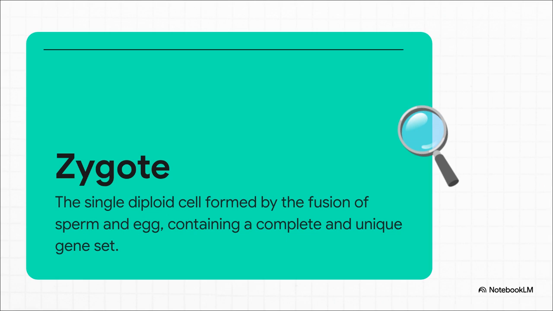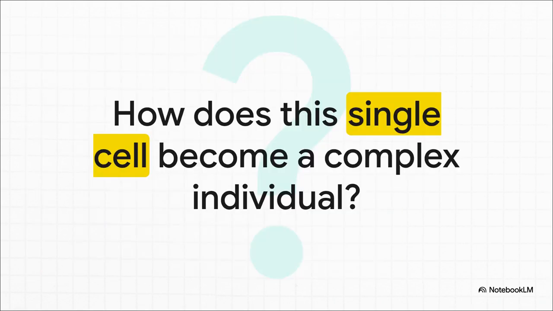It now has a complete, full set of chromosomes, a unique genetic combination that has never, ever existed before in the universe. This is it, the very first cell of a new individual. And that just leaves us with this final, absolutely profound question. From this one single cell, this one tiny moment of fusion, an epic journey begins.